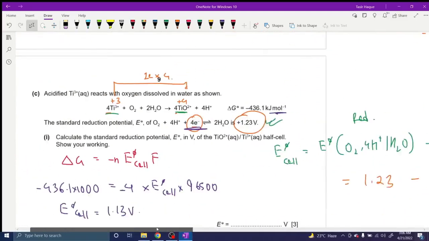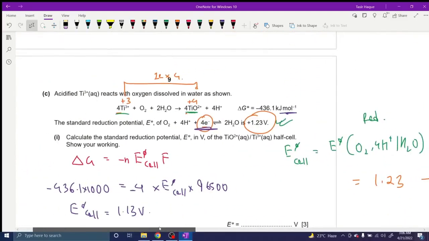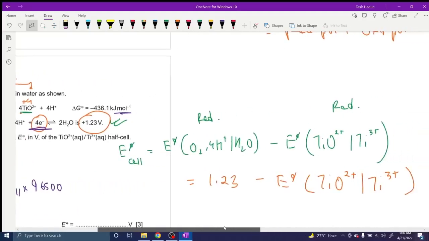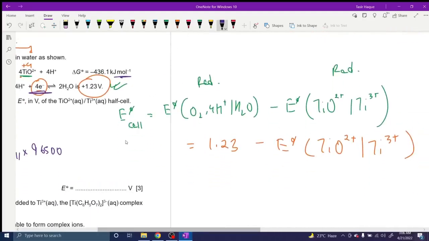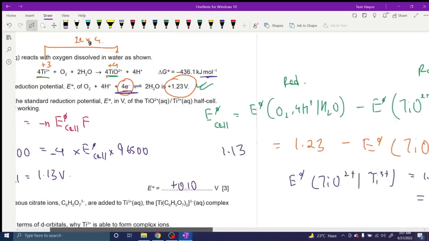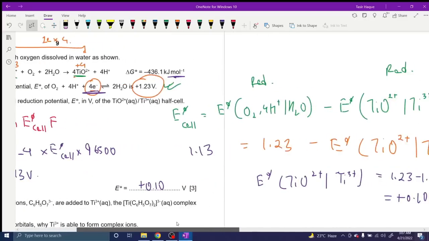So clearly in this equation, oxygen is getting reduced. So I am putting oxygen first. So E cell is equal to reduction potential of oxygen minus reduction potential of titanium, or 1.13 is equal to 1.23 minus that. So if you make that the subject, right, we end up with 1.23 minus 1.13, which is plus 0.10 volts. Hopefully it makes sense. Or plus 0.1 only, that's fine. Okay, no extra significant figures needed.